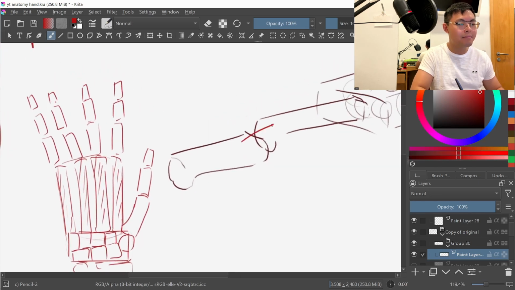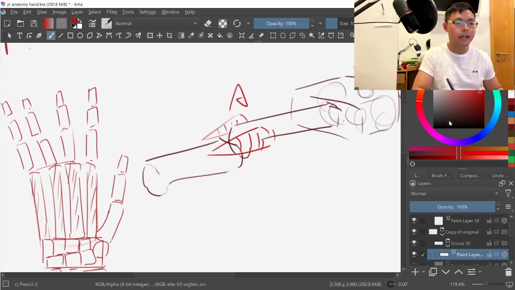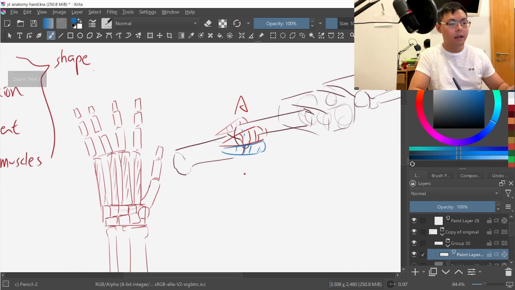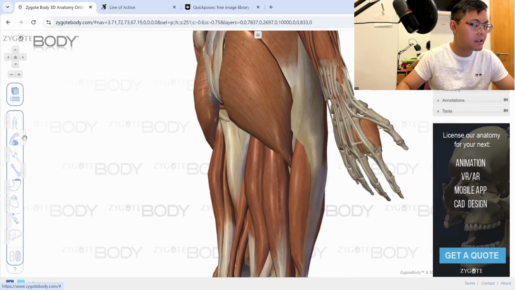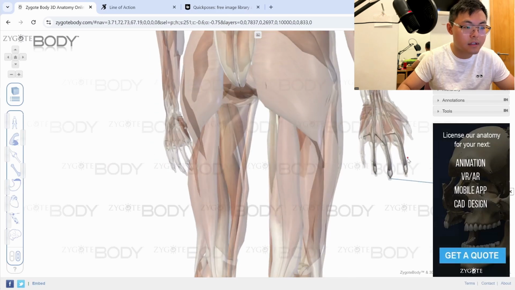So the A muscles are roughly like this, like that. That's the A muscle, and then the B muscle is here. And then obviously on the other side, there are B muscles. Also in the hands, there are the tendons. Look at these tendons.